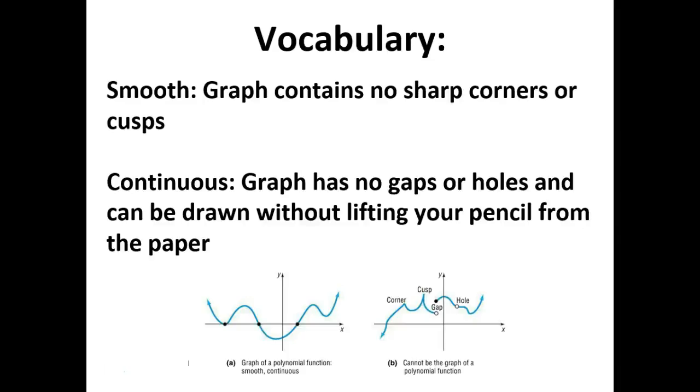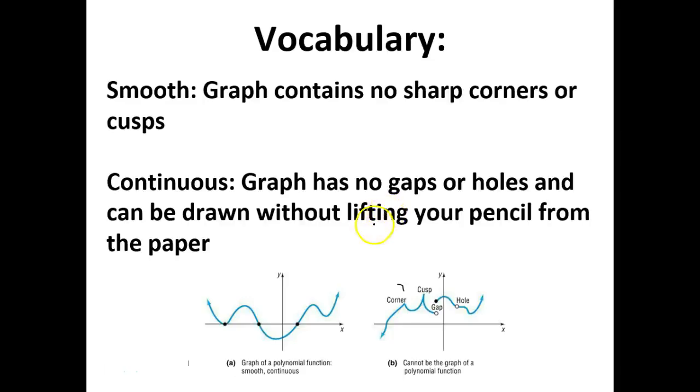Polynomials are smooth, meaning the graph contains no sharp corners or cusps. It has no spots where it's pointed. This over here, right here, this would be an example of a polynomial. It's smooth, it's wavy. This one here, we have sharp points, so not a polynomial.